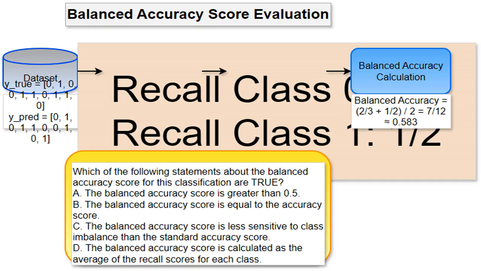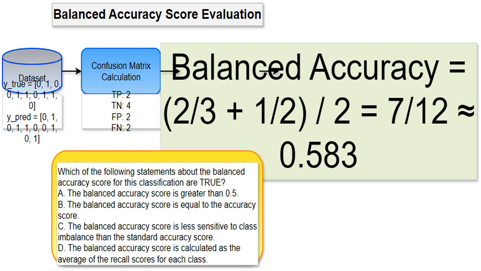I'm calculating the balanced accuracy. Here, first, I got the recall for each class, positive and negative. Then, I averaged them to find the balanced accuracy score. It's approximately 0.583, which is greater than 0.5.